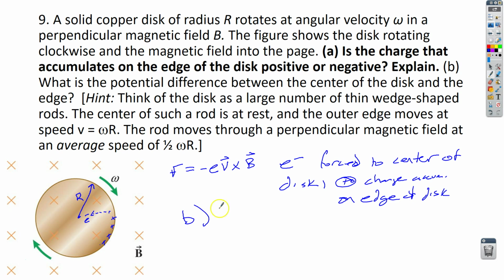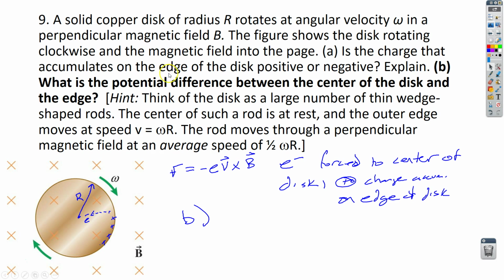For letter B, the next thing they want us to do is find the potential difference between the center of the disk and the edge. Well, we have to think of the disk as a large number of thin wedge-shaped rods, I guess. So the center of the disk is the rod at rest, and the outer edge moves at a speed of v is equal to omega r. So that's just the tangential speed on the outside. The rod moves through the perpendicular magnetic field at an average speed of 1/2 omega r. So those are your hints.